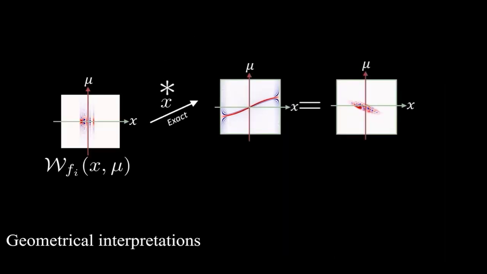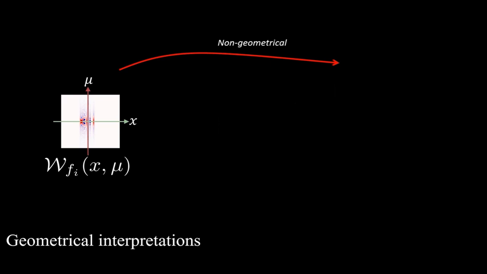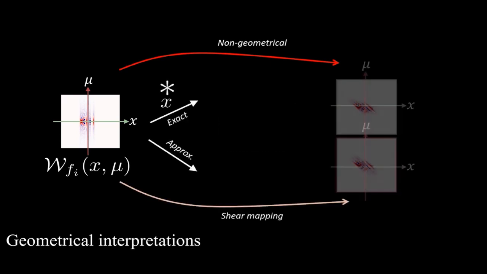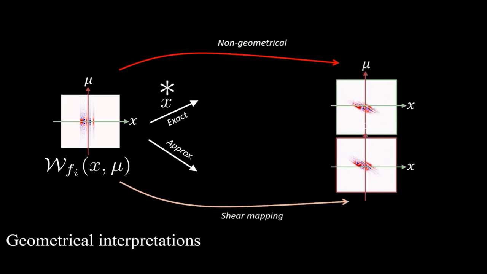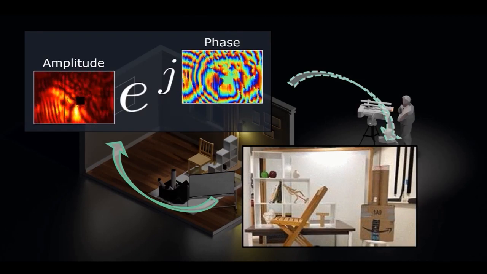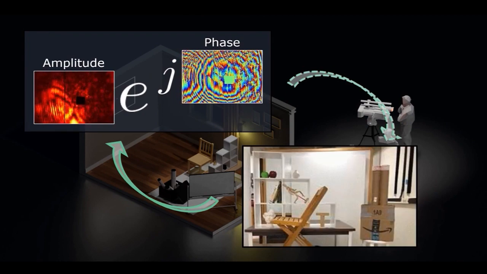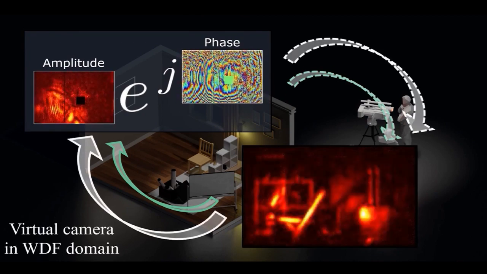In the Wigner distribution domain, it is quite straightforward to see the wavefront propagation. This can generally apply to the process between the target and the wall, or it can be used to think about how we can form an image from the captured wave.